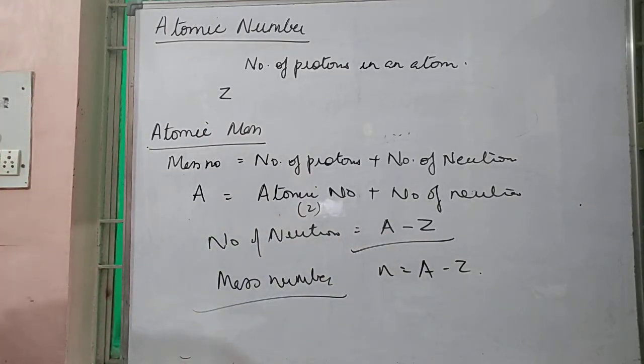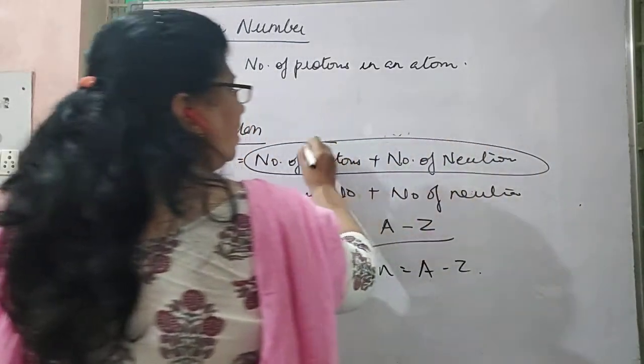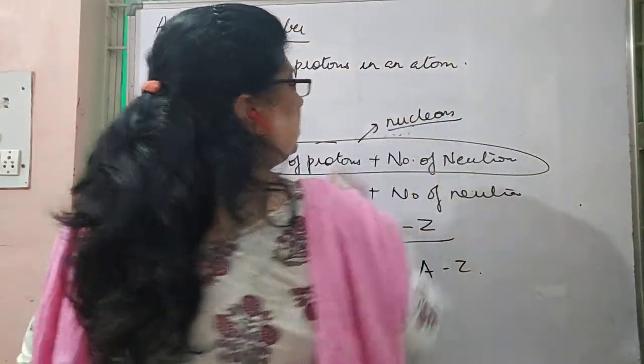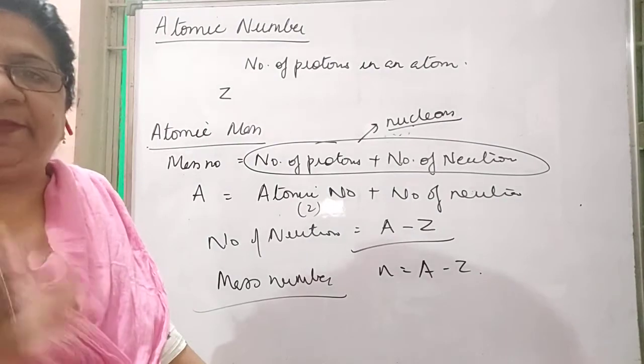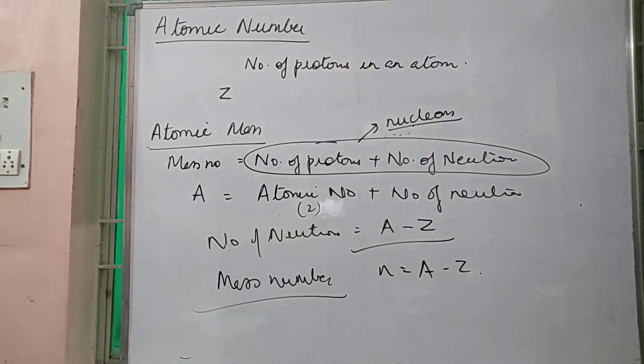The protons and the neutrons in the nucleus together are called nucleons. ठीक है? Nucleons जो nucleus में रहते हैं, they together are said to be your nucleons.